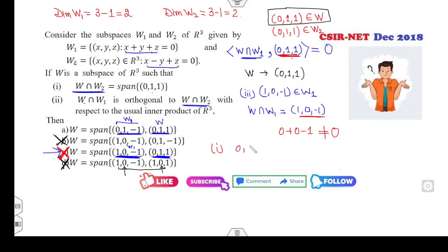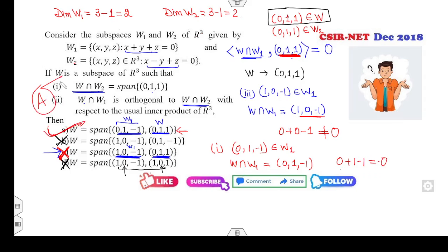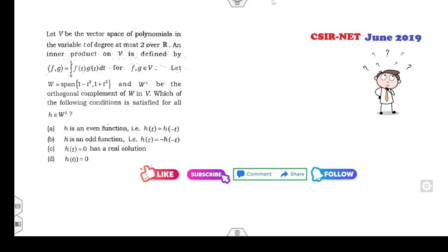In option A, 0, 1 and -1 is a part of W1. Fine, if this is your W and this is your W1, then what is the intersection? W intersection W1 is my 0, 1, -1, and you can see the dot product with 0, 1, 1 and 1, 0, -1 is satisfied. Yes, A is the right answer of the problem. Clear? Understood? Let's look at the next one.